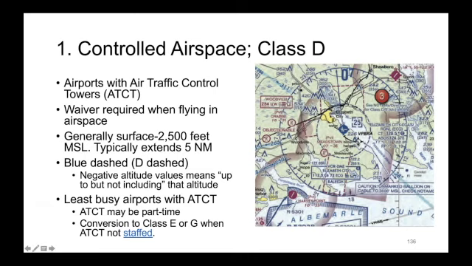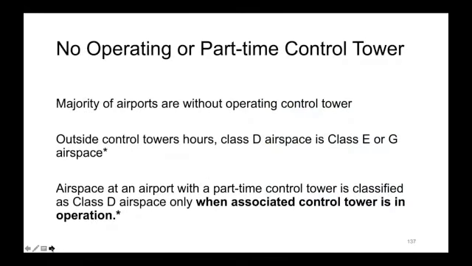Here's another interesting thing, and we're getting ready to cover what this is. This dotted line here that comes off to the side, that's going to be our Echo airspace. So, no operating or part-time control towers. We just talked about this. Again, you may be asked a question: is airspace at an airport with a part-time control tower classified as Class D airspace? Only when its associated control tower is in operation. So outside here, it could be Class E or G, and as I find out, E starts at 700 feet and goes up. So we could fly in Class E Echo airspace because we're not going to exceed that 700 feet. More to come on that.